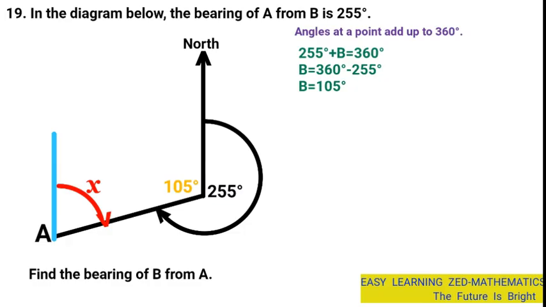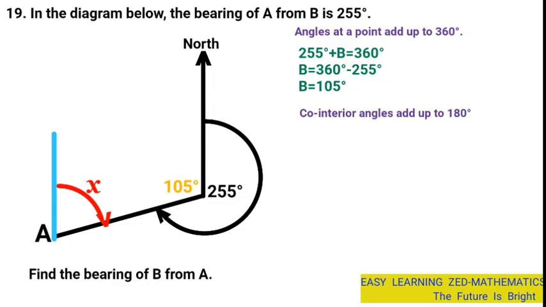Now let's try to see if we can find the bearing X, which is B from A. Now when we look at this, we have known that we have got two angles which are given, and then we can use 105 degrees to find angle X. So to use that, we're going to use a property which is co-interior angles add up to 180 degrees.